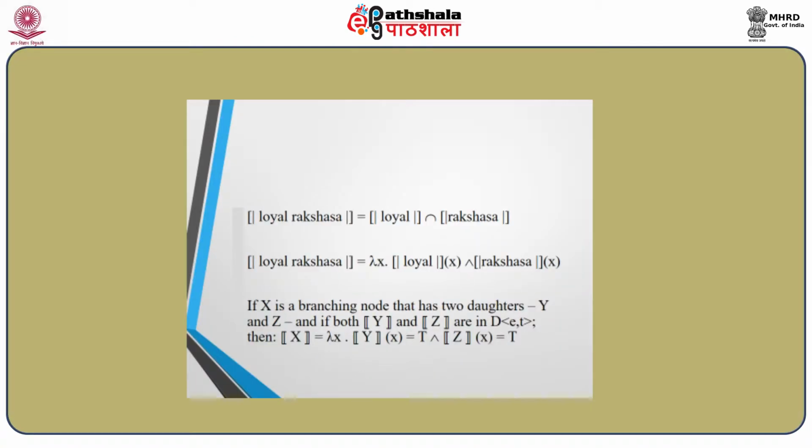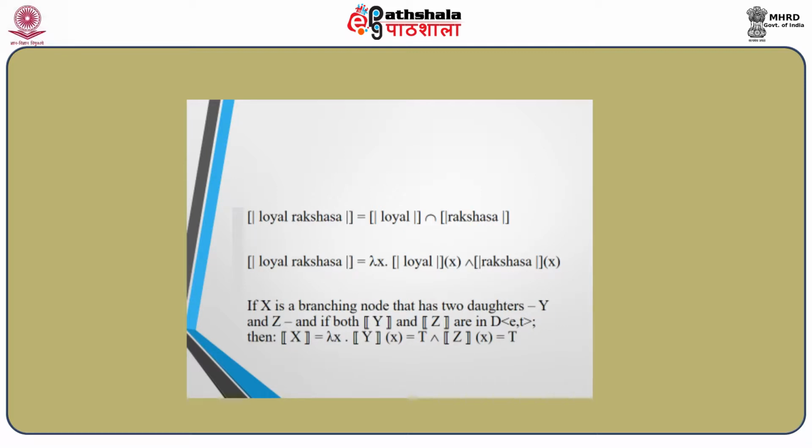The phrase loyal Rakshasa is a complex predicate formed from two simpler predicates, loyal and Rakshasa, which are independent of each other. Together, they derive the truth conditions that Kumbhakarna is a loyal Rakshasa if and only if Kumbhakarna is loyal and Kumbhakarna is a Rakshasa. For Kumbhakarna to be a loyal Rakshasa, he must be a member of two sets, the set of Rakshasas and the set of the loyal, basically an intersection of the two properties, loyal and Rakshasa. Hence the term intersective adjectives.